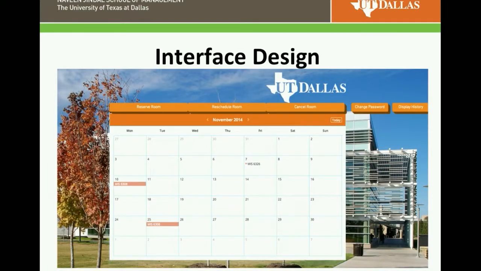Once you log into the system, this is the dashboard. There are several functions that a user can do, like reserve a room, reschedule a room, cancel a room, change a password, display the reservation history. And there is a calendar that can show the detailed reservation information, like the event name, the location, the date, the time, just in this calendar.